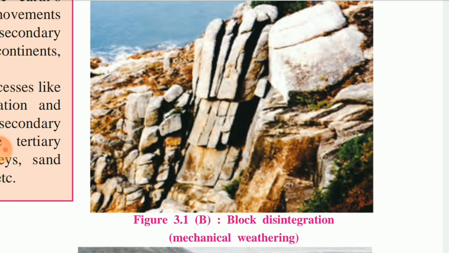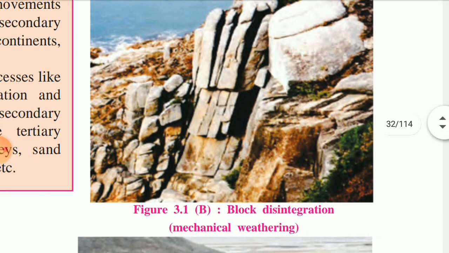3.1b, block disintegration. Again this is mechanical weathering. Mechanical weathering takes place in the dry and arid places where the sun acts as the primary medium and wind too. So because of that, these rocks are falling away from the parent rock. Parent rock means the main rock which is there, which holds them. So slowly they are falling apart.